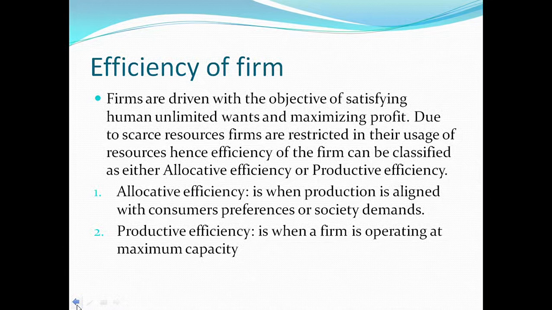By allocative efficiency, it means the firms decide to allocate resources such that production is equal to what the consumer demands, or production is equal to what the society wants or prefers. Productive efficiency is when the firm is operating at maximum capacity, and this is best explained given our different resources in terms of land, labor, capital, and entrepreneurship, whereby firms decide to use all these factors combined maximally to produce goods and services. However, note that it can either be excess or even less.